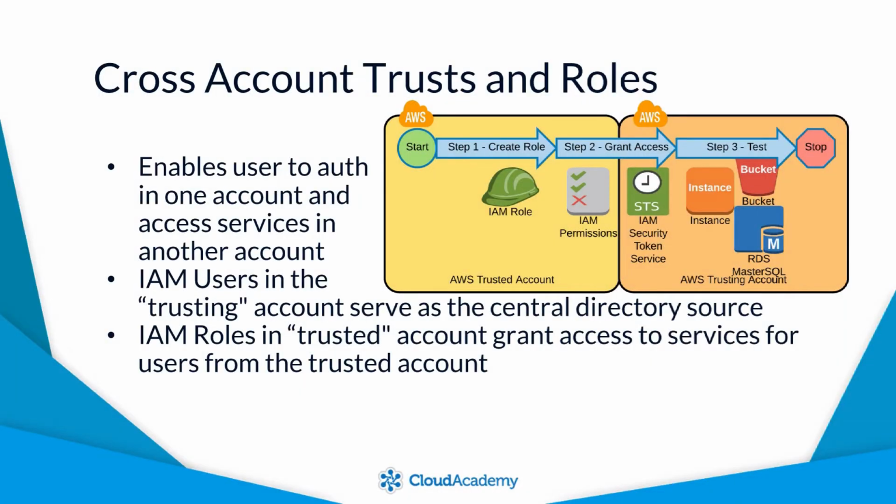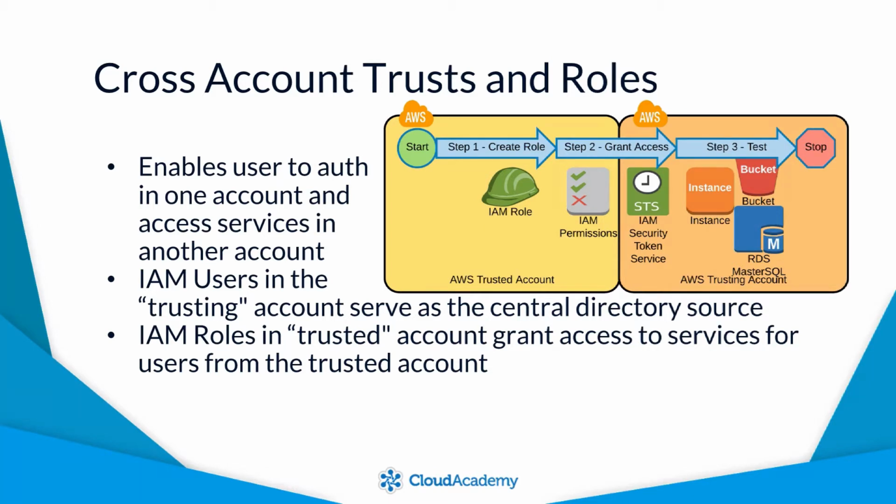Now let's dive into cross-account trusts and roles. With cross-account trusts, you're allowing AWS IAM users from one account to access another AWS account. The user from the first account is permitted to perform functions in the second account based on an IAM role assigned to that user. Seems simple enough, but in practice it takes a careful setup to get just right.